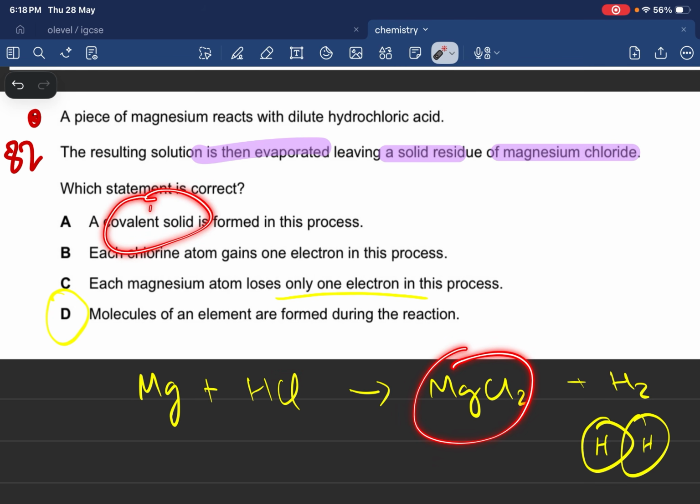A covalent solid is formed. No, MgCl2 is not going to be formed as a solid, but still if you crystallize it and form it, it's not covalent, it's ionic, because this is metal, this is non-metal. There's a transfer of electrons. Magnesium is transferring electrons. Got it?